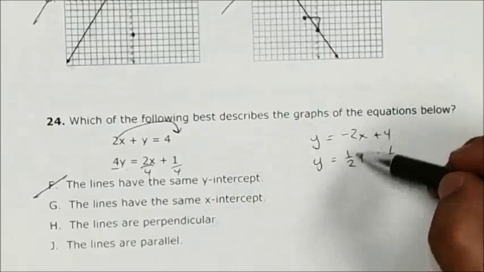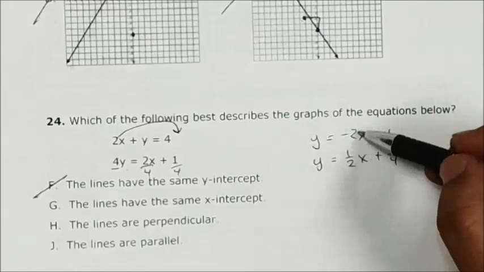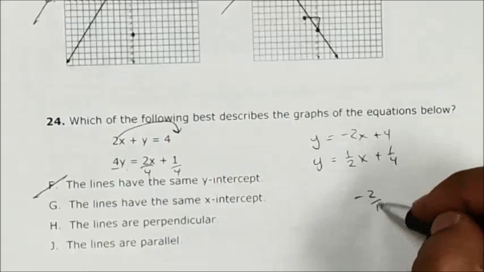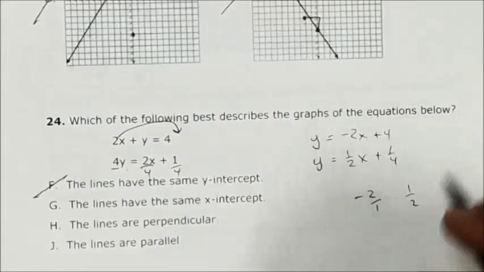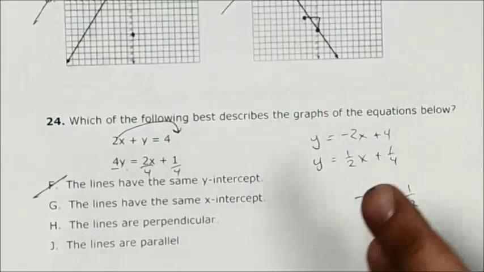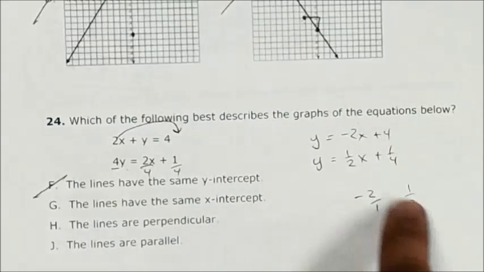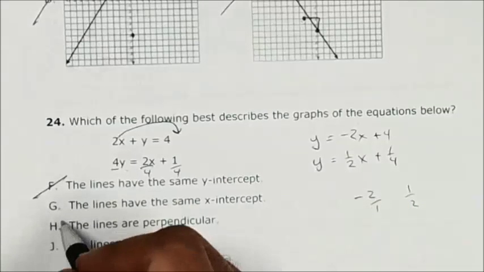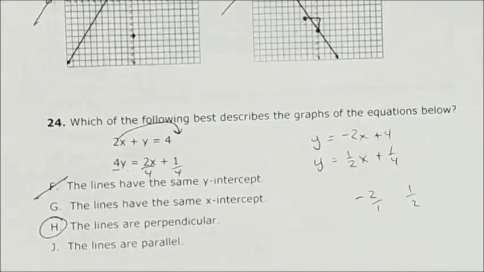Okay. When I'm looking at my slopes, I notice that I have a -2/1. Since that's a whole number, I can put it over 1. And then I have 1/2. Those are opposite reciprocals. I flip the 2/1 to make it 1/2. This is negative and positive. That would mean opposite. So I do know that they are actually perpendicular.